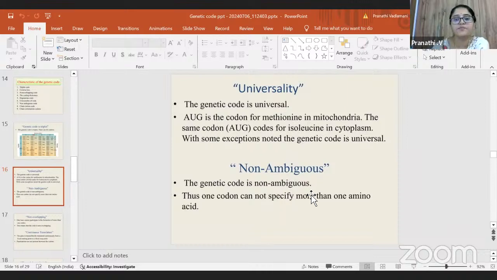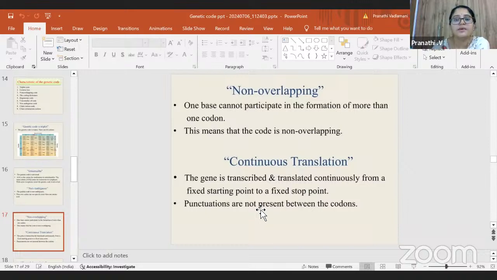Like I said, F-met. Non-ambiguous: you do not get any other codon to specify another amino acid. Non-overlapping: meaning that one base cannot participate in the formation of more than one codon. Continuous: there is no pause at all. Transcription and translation occur simultaneously, starting at the start codon and stopping at the stop codons.